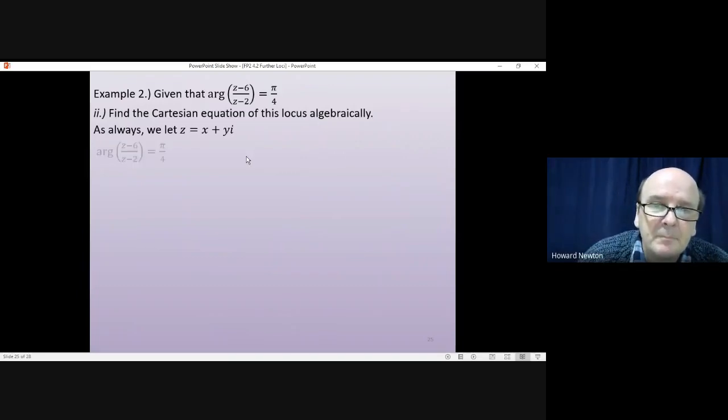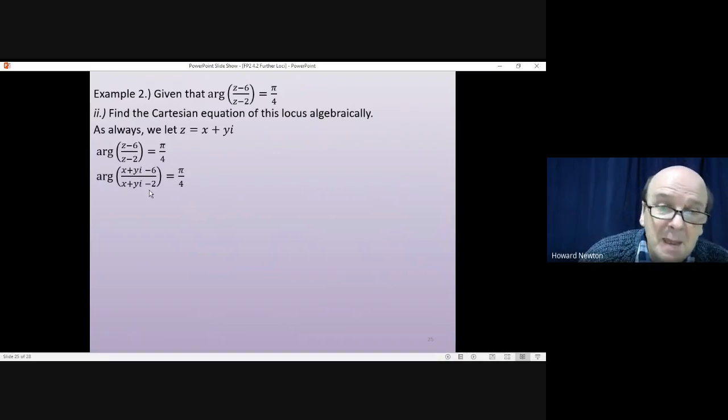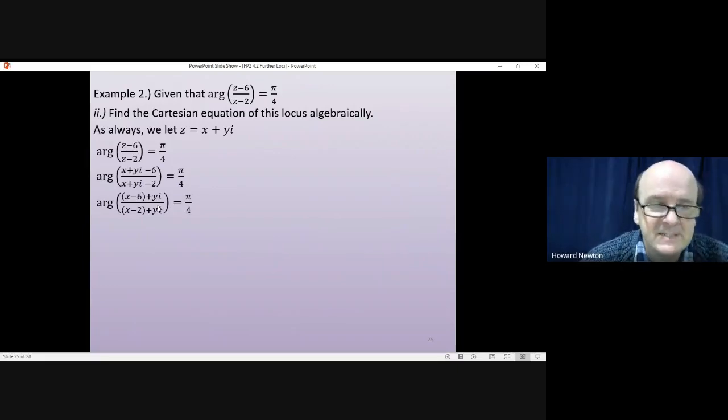Okay, let's have a look. So that is the question. Substituting z in, we will get that. Collecting together the real and the imaginary parts, we will get that. Now, it's this next step which is not obvious. It really does help if the denominator of this fraction is a real number.